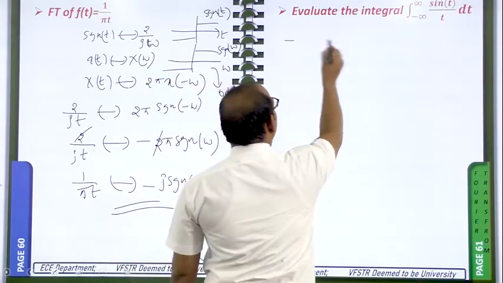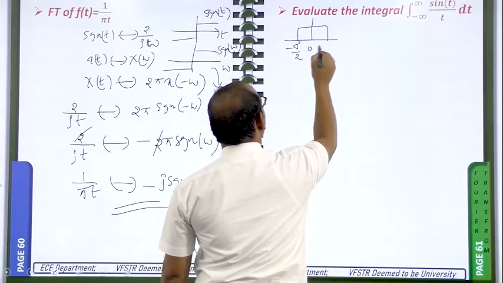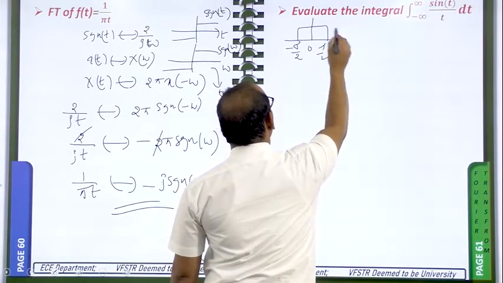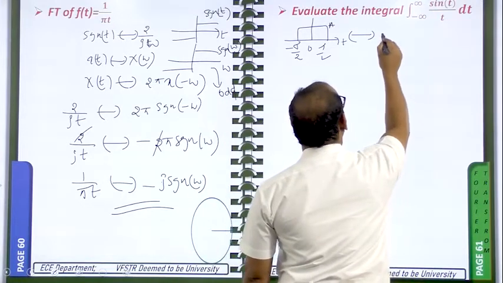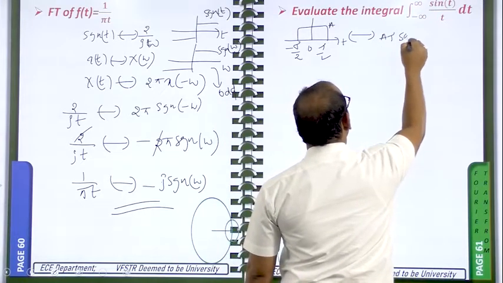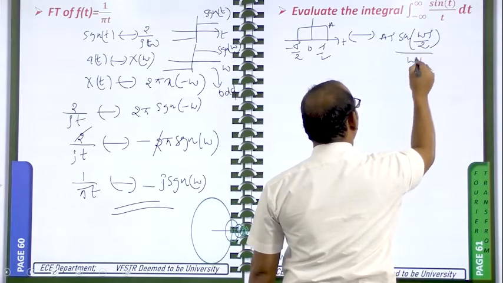So a rectangle pulse signal we are taking in the time domain with amplitude a. So this is having the Fourier transform a tau sampling of omega tau by 2 by omega tau by 2.